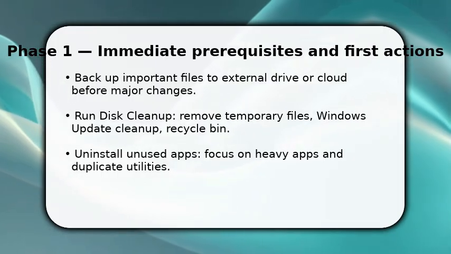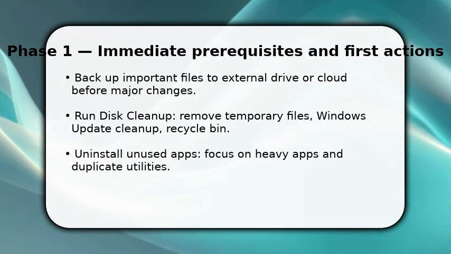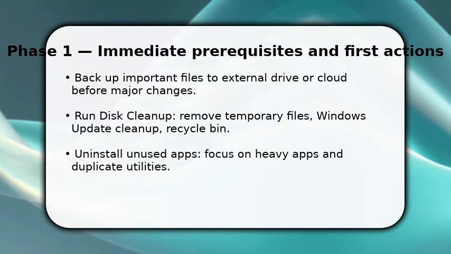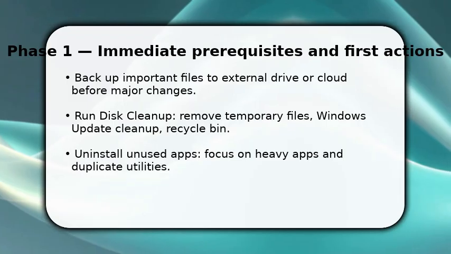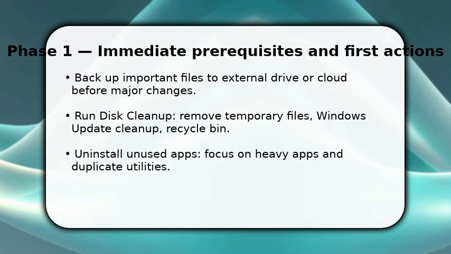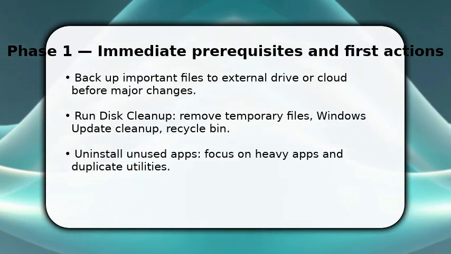Once done, go to Settings, Apps, and uninstall any unused heavy programs. These free RAM and cut background services. Make sure to reboot after each major removal so Windows can reassign resources. This first pass creates immediate, measurable speed gains.